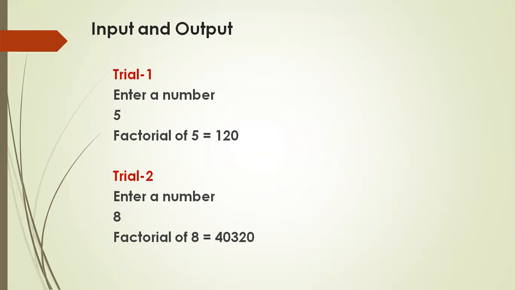Trial 1. I have executed the program with 2 different inputs. Enter a number. I have given 5. Factorial of 5 is 120. The second time you execute the program, you give some other number. Here I have given the number 8. Factorial of 8 will be 40320. So 40320 is not an integer number. It's a long integer number.